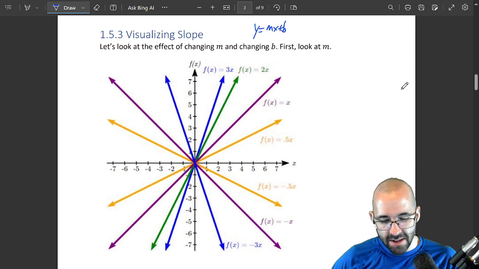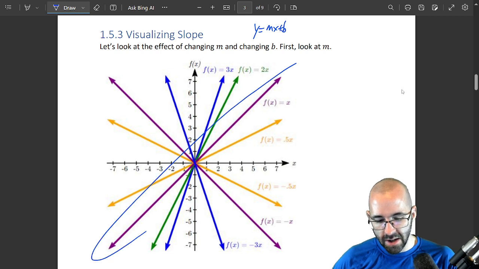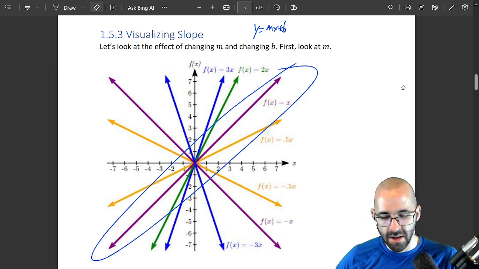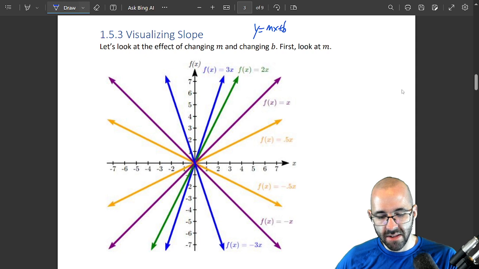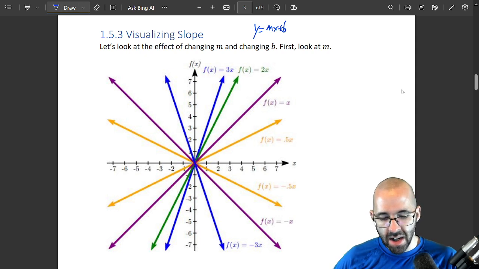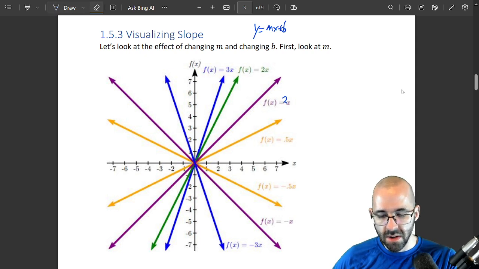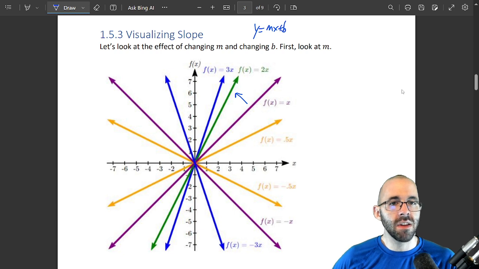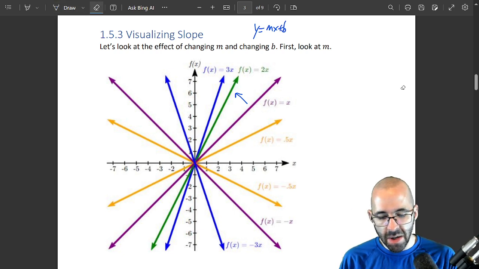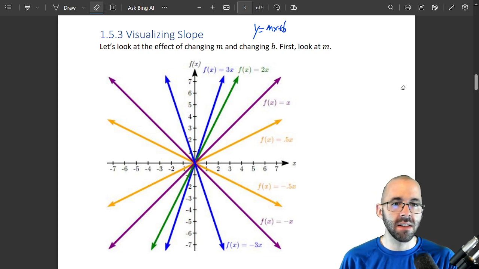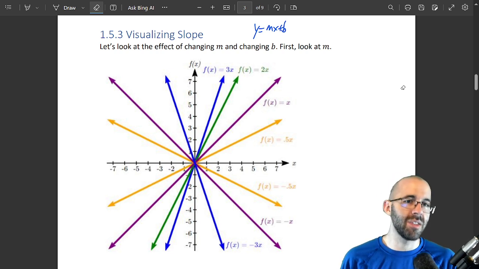So let's look at this purple guy. That's just y equals x. If we put a 2 for our slope, we go from purple to green. Doubling our slope makes the line a lot steeper, right? If you think about somebody walking along one of these lines, you could maybe walk up this purple line, but it gets a lot steeper with the green line with a bigger slope.